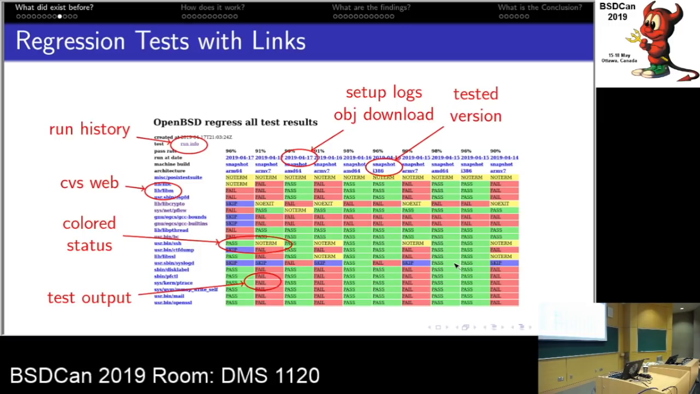So then I have a link here to the CVS web of the test. So here are the tests, and you can just go in there and see, oh, did somebody commit something in the test? So that's the reason why it broke.